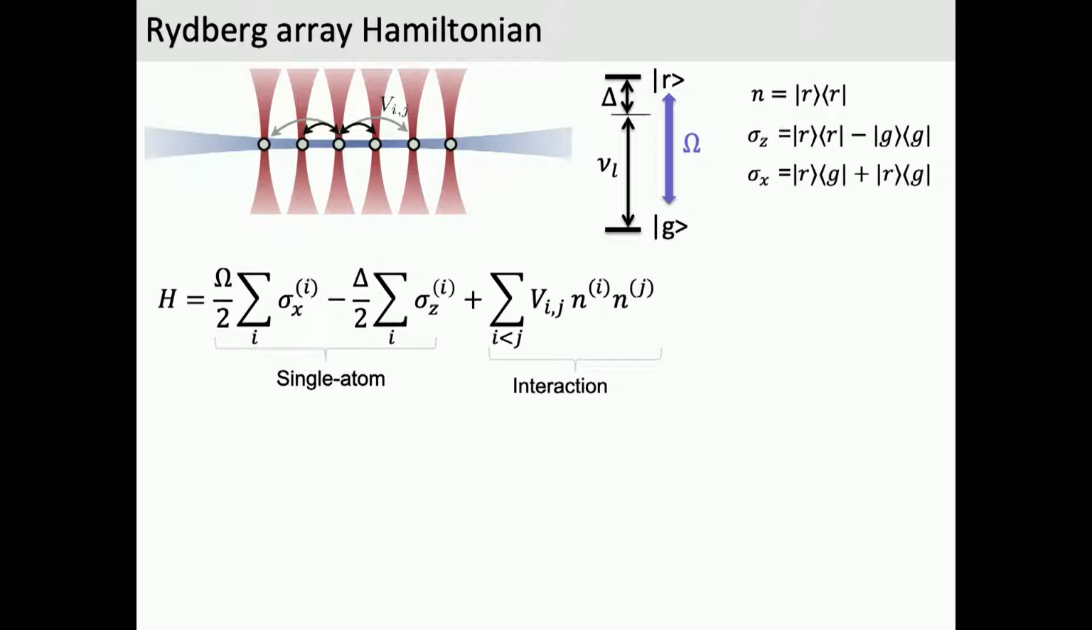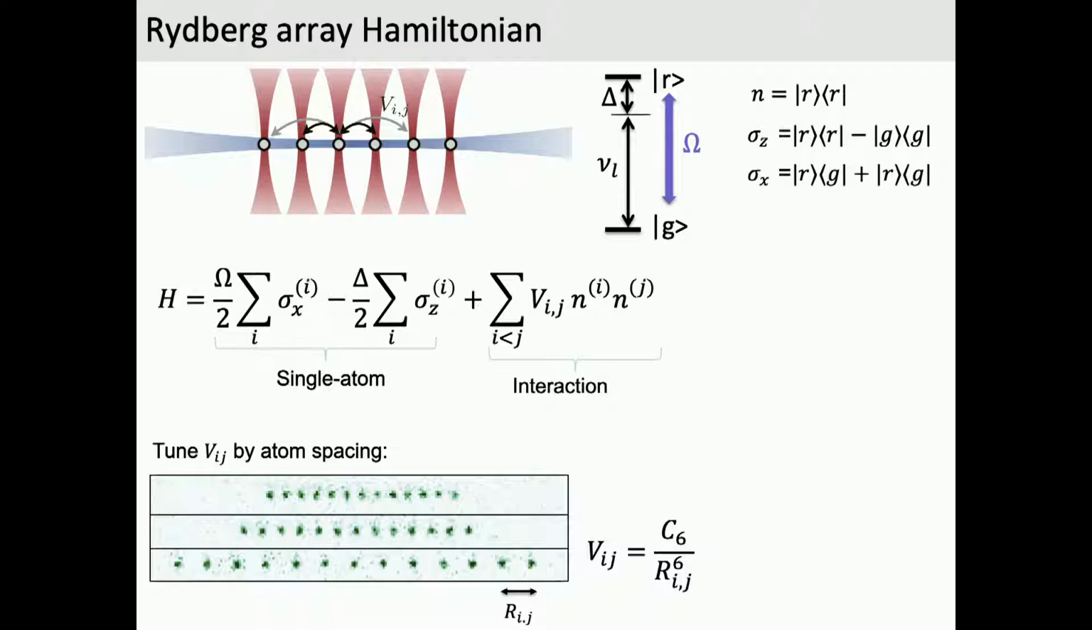Then you can include the interactions. The interactions only happen in the excited state. And these interactions scale with 1/r^6, and you can tune them quite widely via the spacing in the array and the geometry. That's some sort of the basic idea.